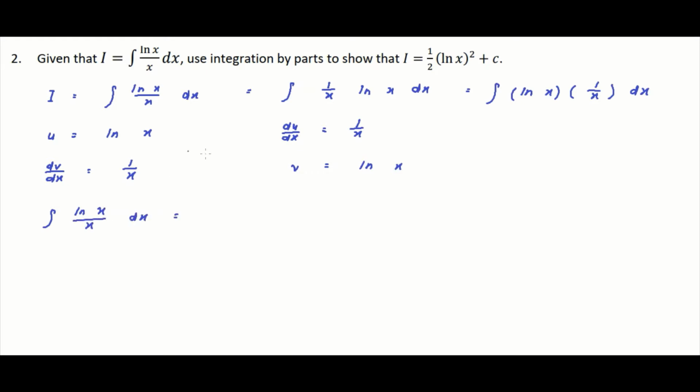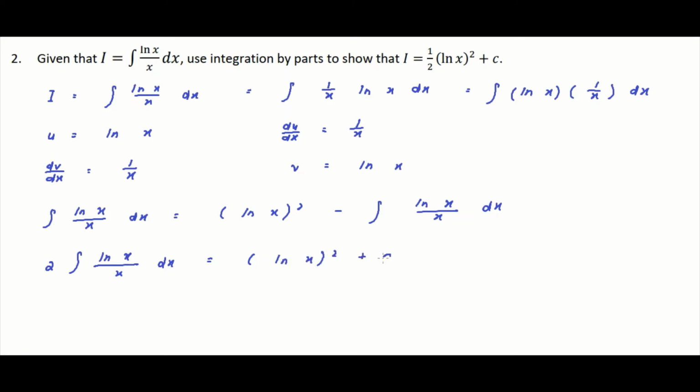So u times v, you get ln x squared, and then minus v times du/dx, so ln x over x. So what do you realize here? You can see that you get exactly the same thing for these two terms as well. So you can combine them together, so it becomes 2. You already know that if you continue to do by parts, you will get exactly the same thing, right? So that's why you need to just stop here, then you solve it.